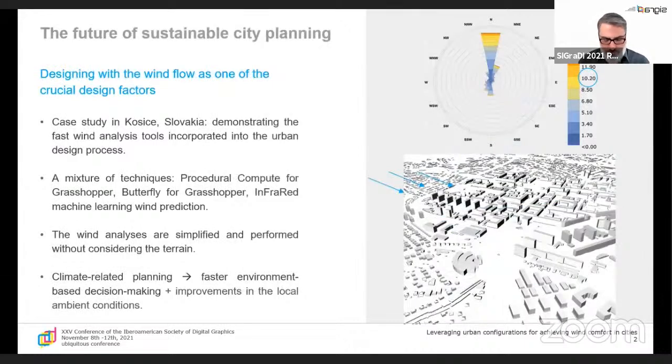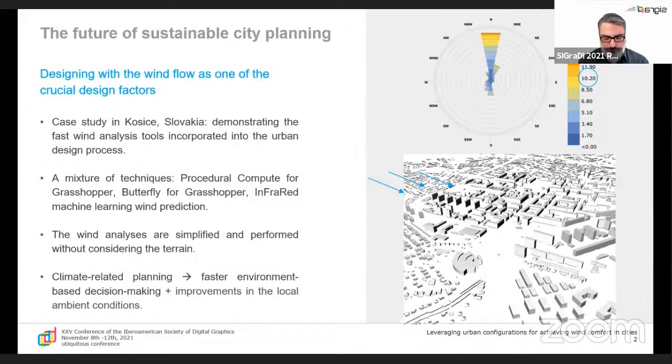The seamless integration of wind flow analysis into urban design was tested through a case study located in Košice, Slovakia. A mixture of techniques was employed in the process. Two CFD plugins for Grasshopper were utilized, particularly Procedural Compute and Butterfly for Grasshopper, basically to verify Infrared. And a Python-based machine learning model enabling quick wind prediction.